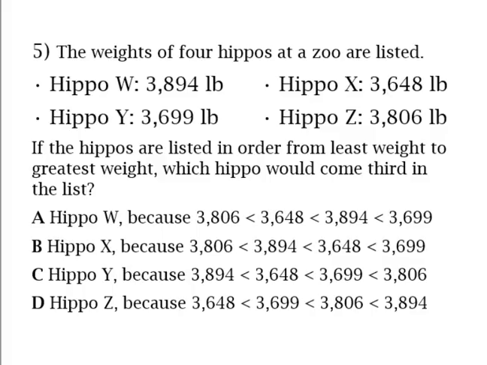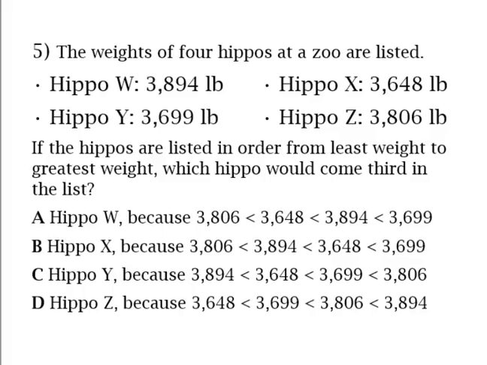C. Hippo Y, because 3,894 is less than 3,648, is less than 3,699, is less than 3,806. D. Hippo Z, because 3,648 is less than 3,699, is less than 3,806, is less than 3,894.